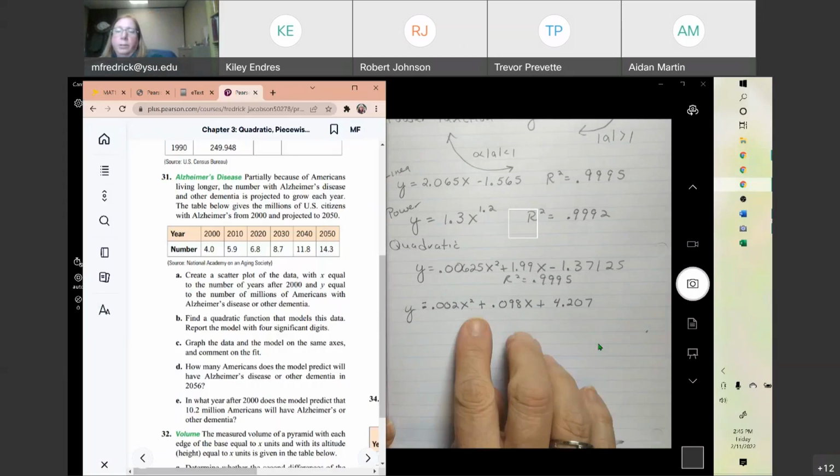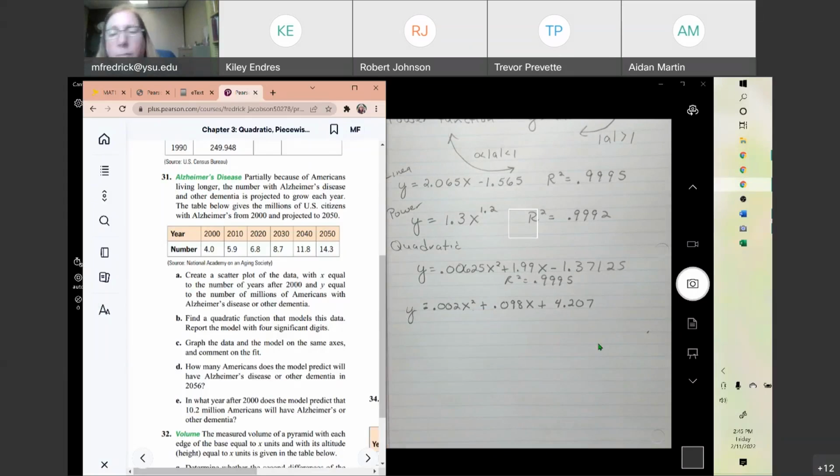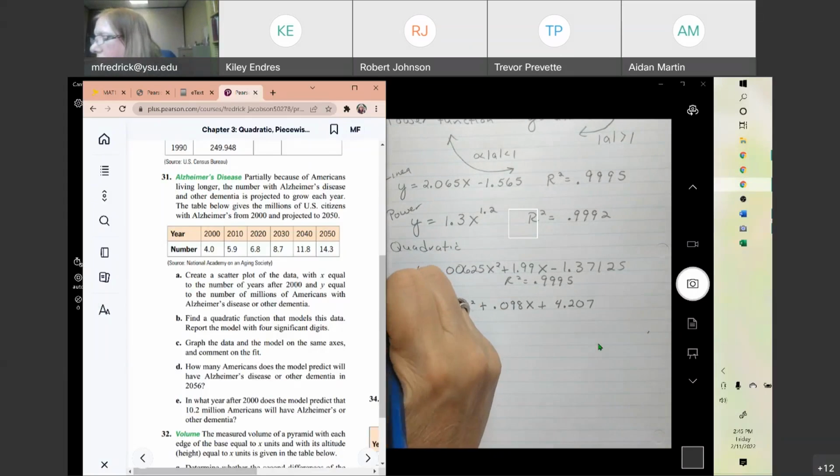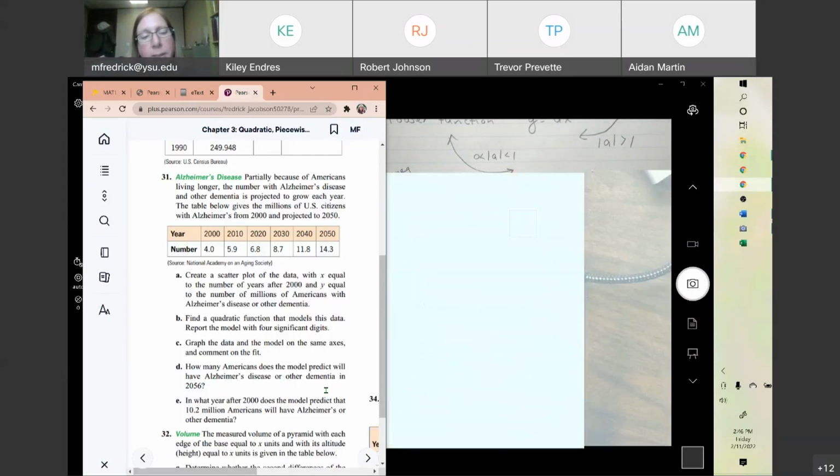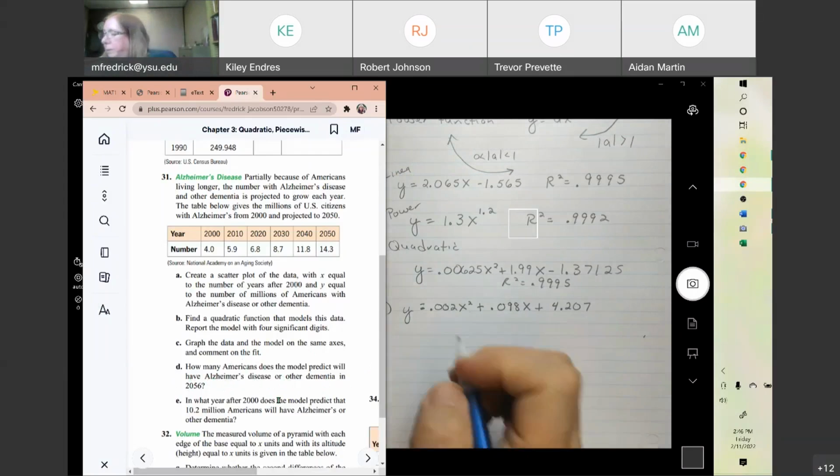So this is our equation. Any questions? It already graphed the data and it does it together. That's the nice thing about Desmos. How many Americans does the model predict will have Alzheimer's disease or dementia in 2056?